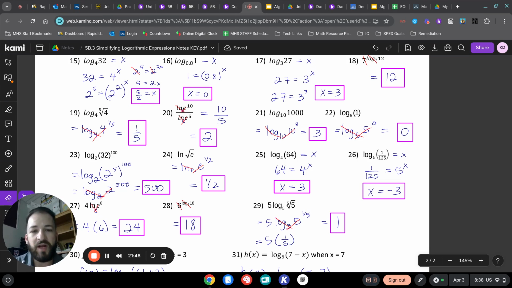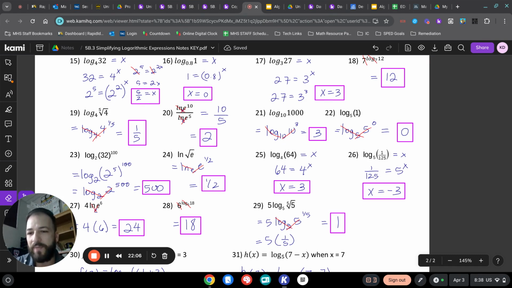Okay, moving along, we have 21, log base 10 of 1,000. So we can just think about this one as 10 to what power would be equal to 1,000, and it would be 10 to the third. Okay, then 23. 23 is a bit of a doozy, but you just have to take it step by step, and that's kind of a theme for some of these.